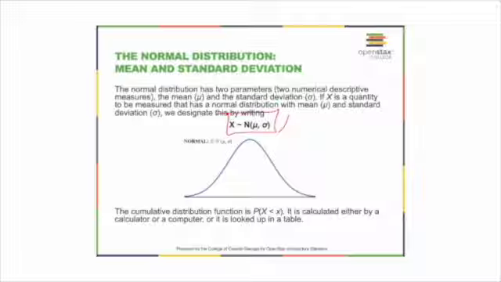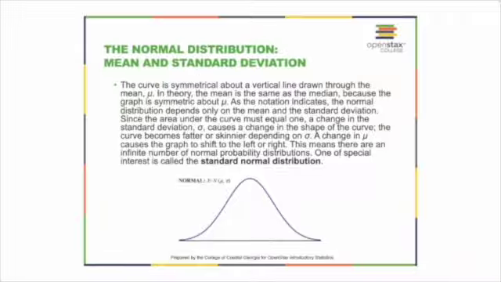This notation will be super important, being able to read it and being able to say that X is a random variable that fits a normal distribution with a specific mean and standard deviation. The curve is symmetrical about a vertical line drawn through the mean. So in theory, the mean is the same as the median. So our mean would be in the middle there, and our median would also be there.